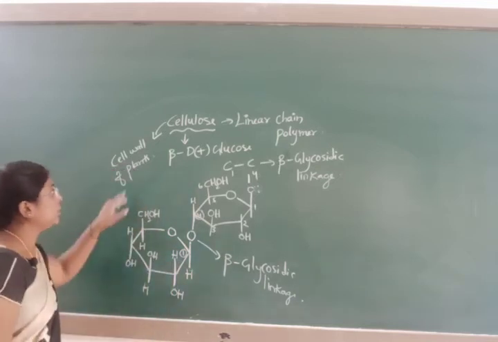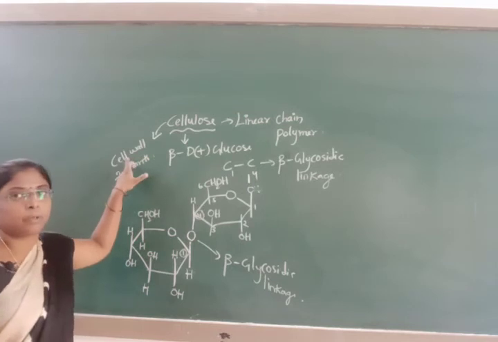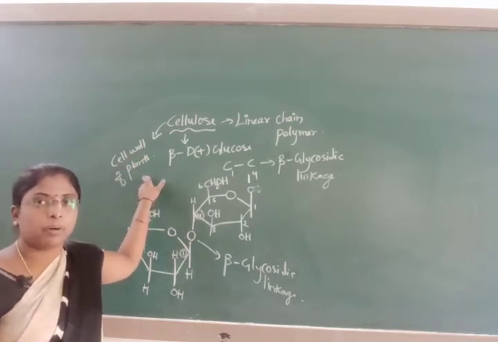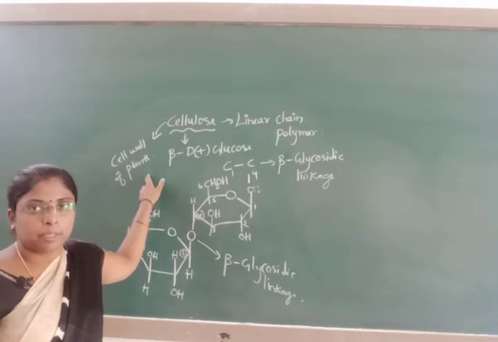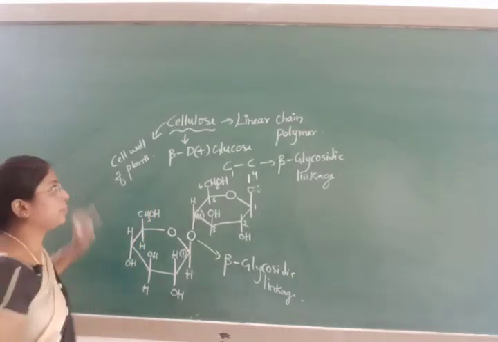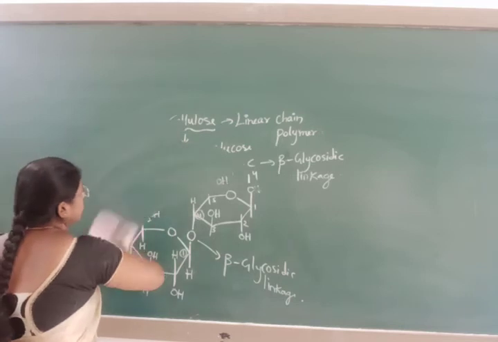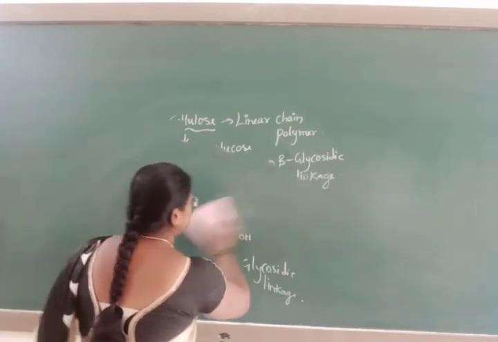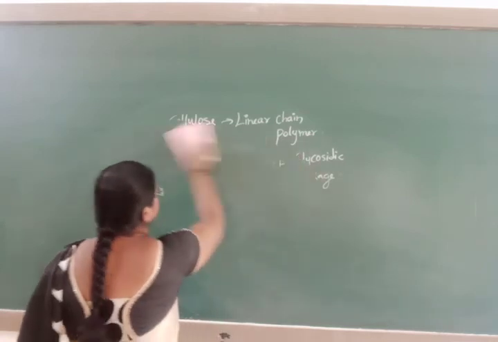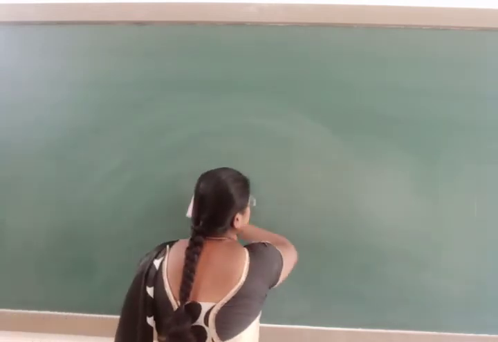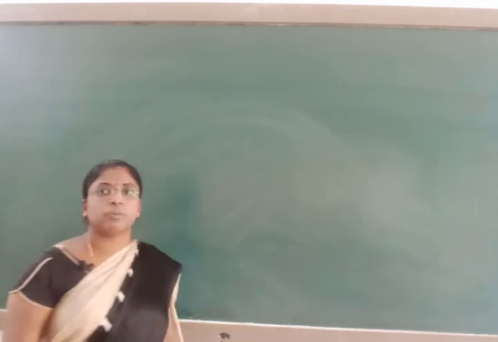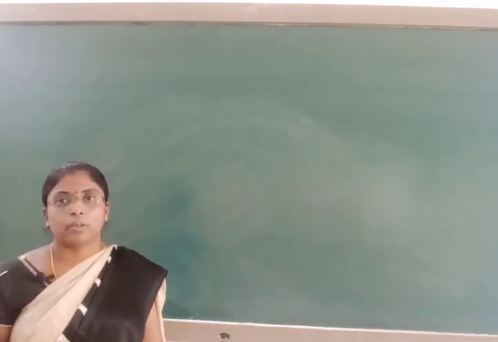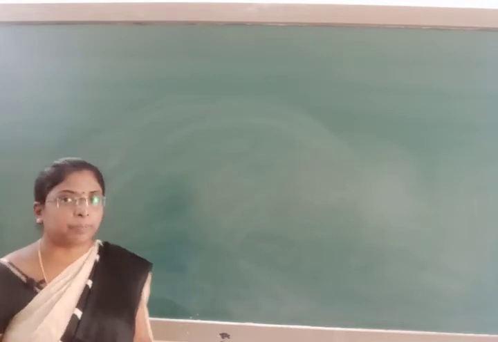The main constituent of the cell wall is cellulose. It is present in plants. This cellulose is the organic substance mainly present in the plant kingdom. Wood is nothing but it is made up of cellulose, which we use for the paper industries, as well as for the textile industries for making cotton. Cotton is also a source of cellulose.